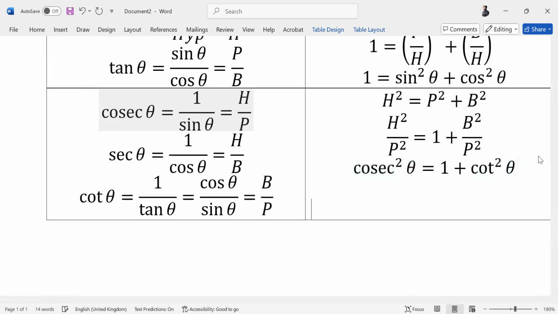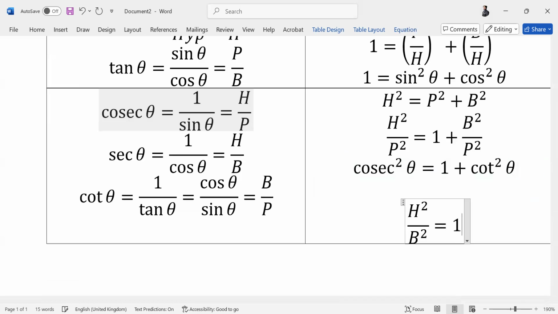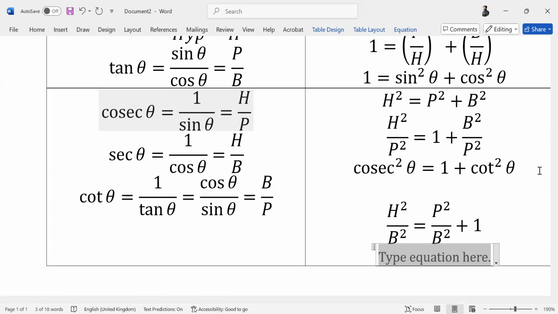And similarly, now if I divide both the sides by b square, I'll get h square upon b square is equal to p square upon b square plus 1. So what is h upon b? Which is sec square theta. And what is p upon b? That is tan square theta. If we are studying ahead, we shouldn't forget what came before. We must know where we came from. Is this clear? Kindly note it down.